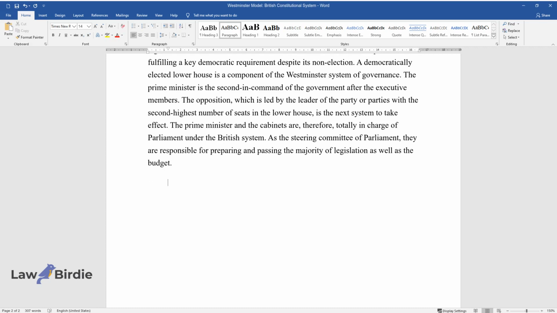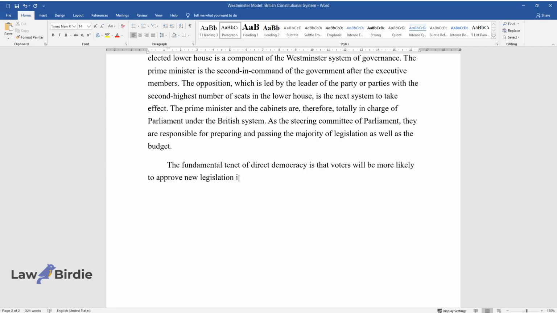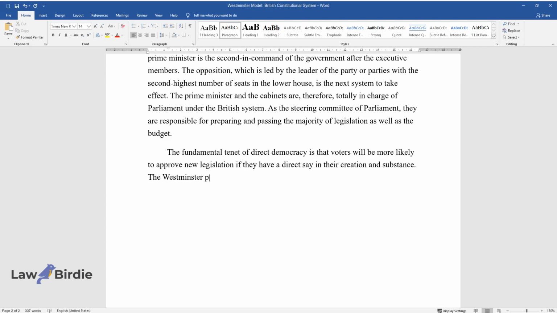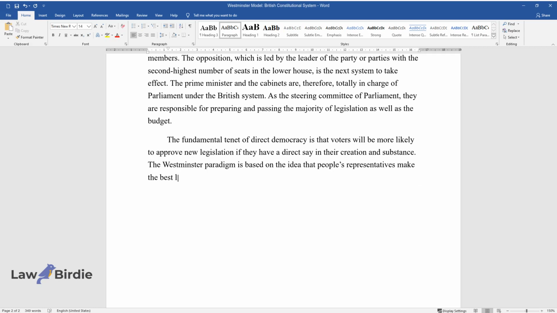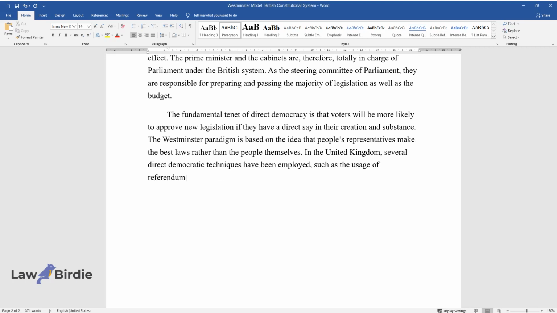The fundamental tenet of direct democracy is that voters will be more likely to approve new legislation if they have a direct say in its creation and substance. The Westminster paradigm is based on the idea that people's representatives make the best laws rather than the people themselves. In the United Kingdom, several direct democratic techniques have been employed, such as the usage of referendums.